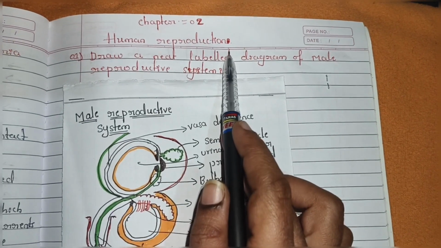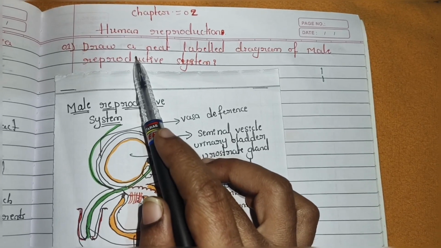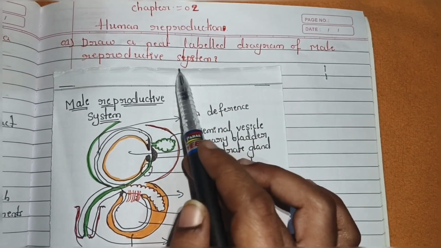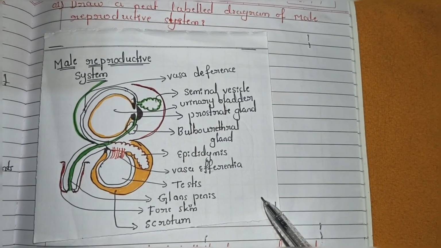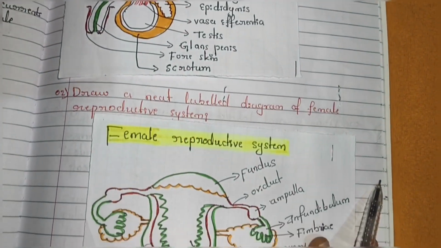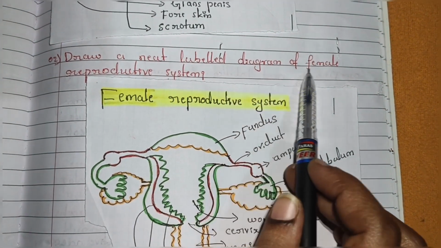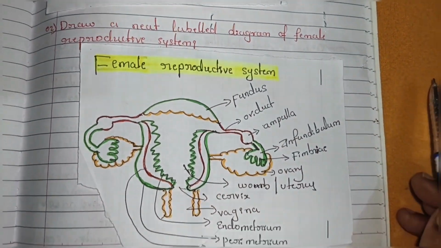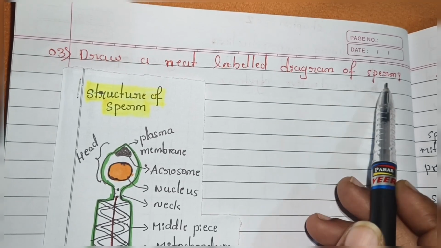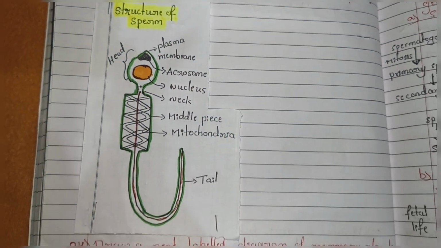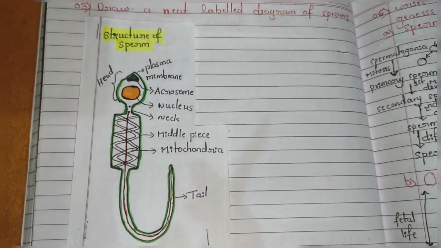Chapter number 2, human reproduction. From this chapter, the first question is: draw a neat labelled diagram of the male reproductive system. You have to practice it. The next question is: draw a neat labelled diagram of the female reproductive system. The third question is: draw a neat labelled diagram of the sperm. You have to practice the sperm diagram.